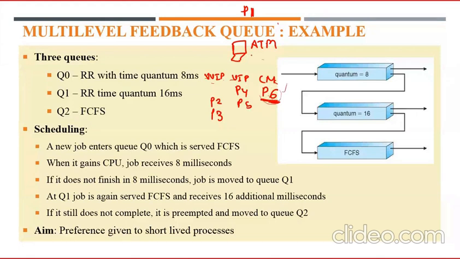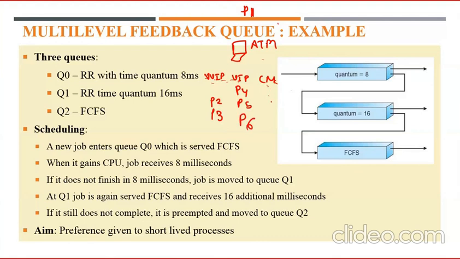Because now we won't be able to execute P6. Why? Because P6 is in the lower priority and we also have higher priority processes in the ready queue. So this process will never get a chance, so it's better that we promote P6 here.